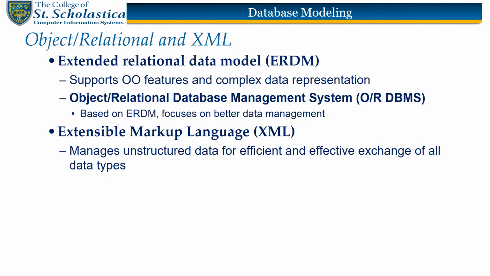Facing the demand to support more complex data representations, the relational model's main vendors evolved the model further and created the Extended Relational Data Model, ERDM. The ERDM adds many of the OO model's features within the inherently simpler relational database structure. The ERDM gave birth to a new generation of relational databases that support OO features that focus on better data management, which is why the DBMS based on the ERDM is often described as an object/relational database management system, O/RDBMS. With the rise of the Internet data revolution, extensible markup language, XML, emerged to manage unstructured data for the efficient and effective exchange of all data types.